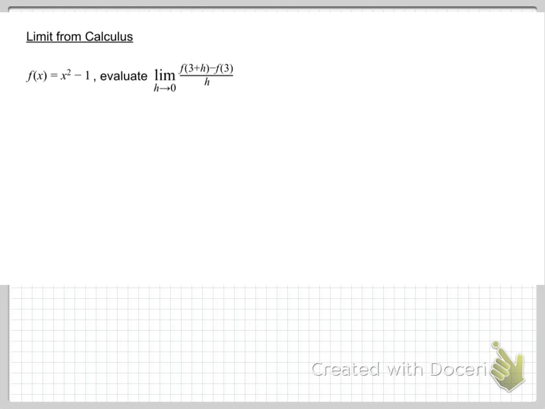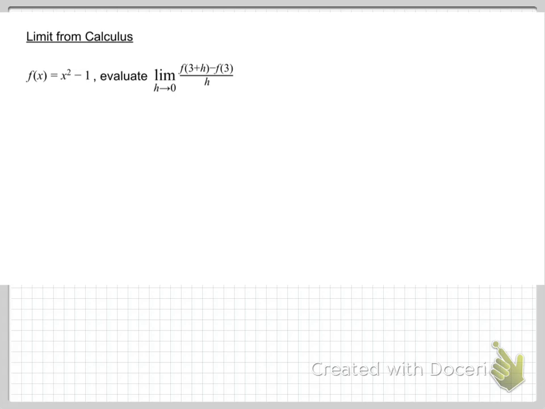All right, one last kind of problem I'm going to show you guys. These are limits from calculus that we're going to see. If I give you a function like this, f of x equals x squared minus 1, I want you to evaluate the limit as h approaches 0 of this expression. Notice we've got two function values that we're subtracting: x plus 3 is the input of one of them, and 3 is the input of the same function but later.